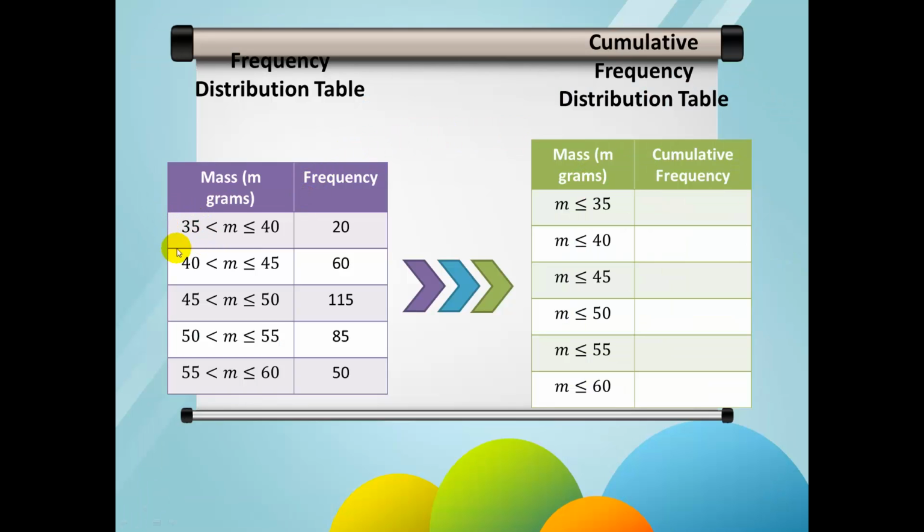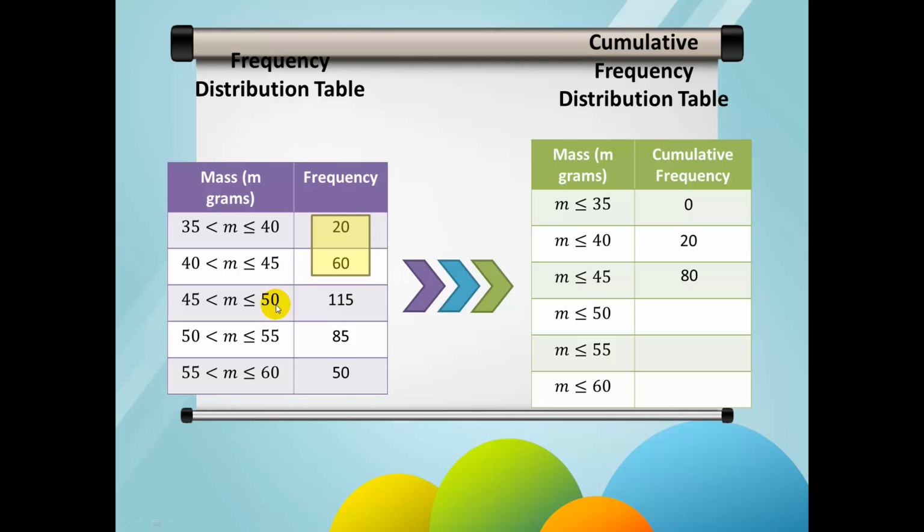Since there are no pebbles that are less than or equals to 35 grams, we will write 0 here for the cumulative frequency. For less than or equals to 40 grams, which is this class interval here, we have a total of 20 pebbles. For weights of less than or equals to 45 grams, we will have these two class intervals here that satisfy the weights. And hence we will have altogether 80 pebbles.